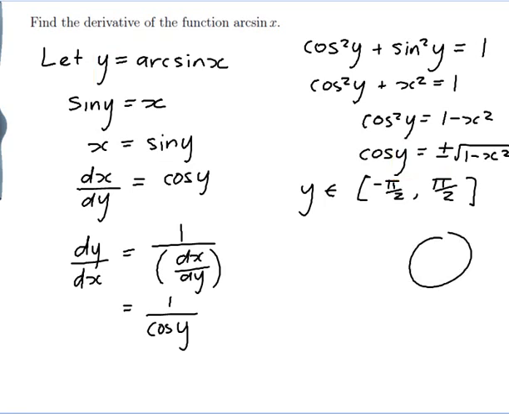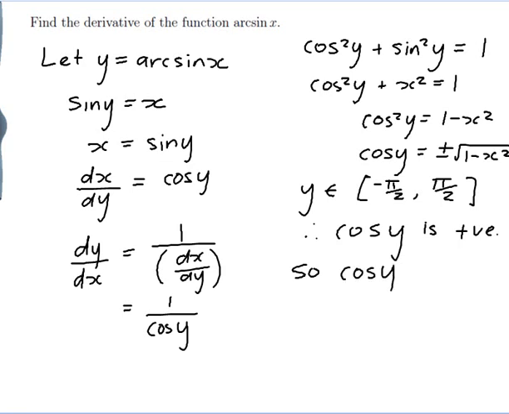Let me draw that. Here's my unit circle. And I've got from minus pi on 2 to pi on 2, which would be these two quadrants. Let's see. All sine, tan, cos. So they're all positive here, and cos is positive here. So cos is positive if y is in those two quadrants. So therefore cos y is positive.